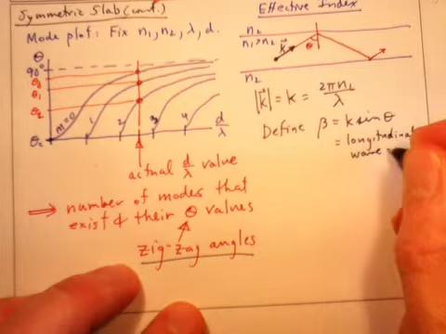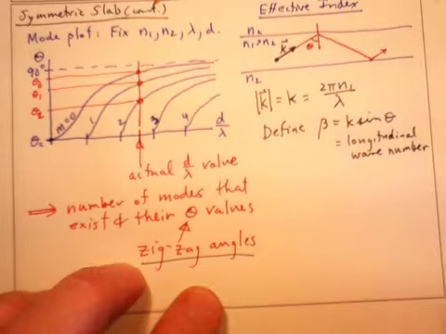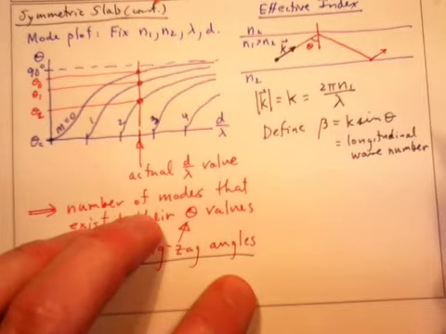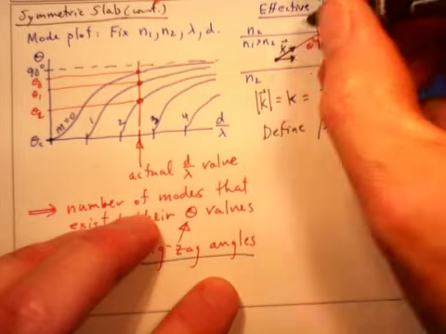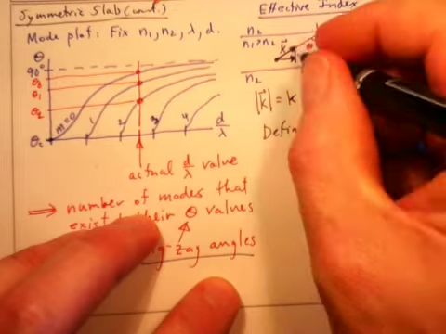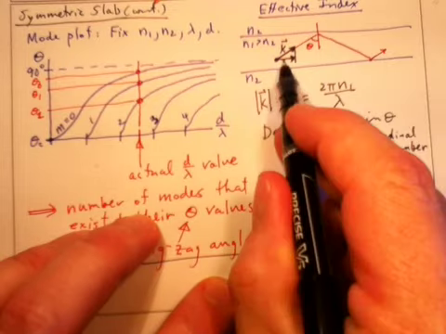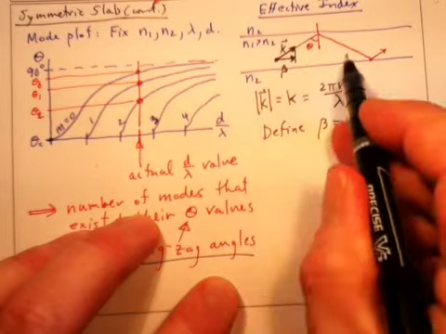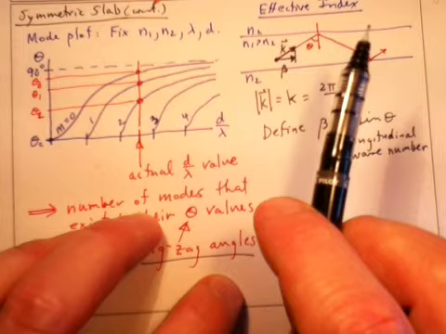It turns out that it is the component of k along the direction of the propagation of energy in the waveguide. Even though this zigzagging angle looks like it's bouncing back and forth, in the end energy is propagating in the direction of the waveguide.